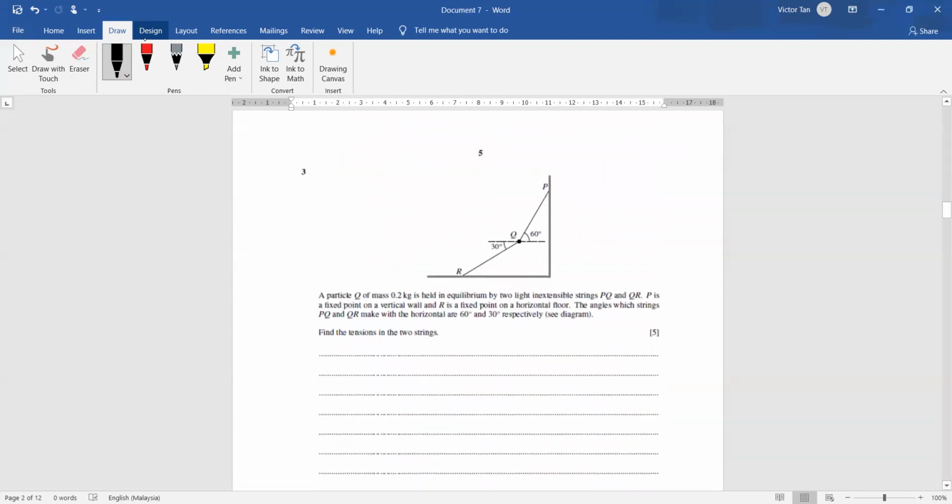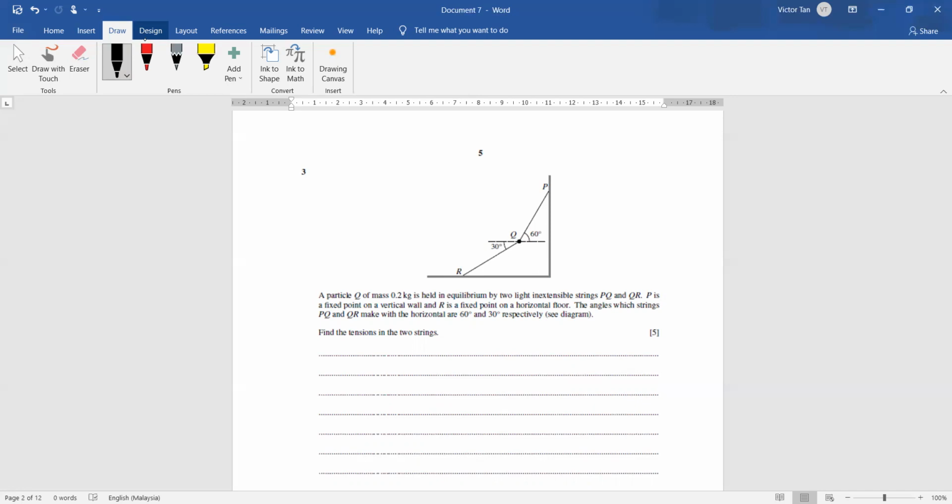Question 3. A particle Q of mass 0.2 kilogram is held in equilibrium by two light inextensible strings, PQ and QR. P is a fixed point on the vertical wall and R is a fixed point on the floor. The angles which strings PQ and QR make with the horizontal are 60 degrees and 30 degrees respectively.